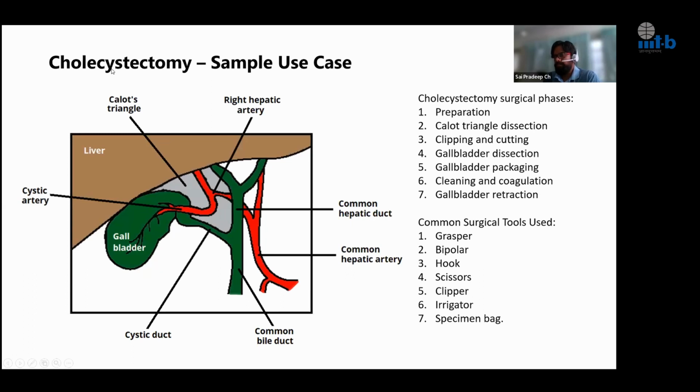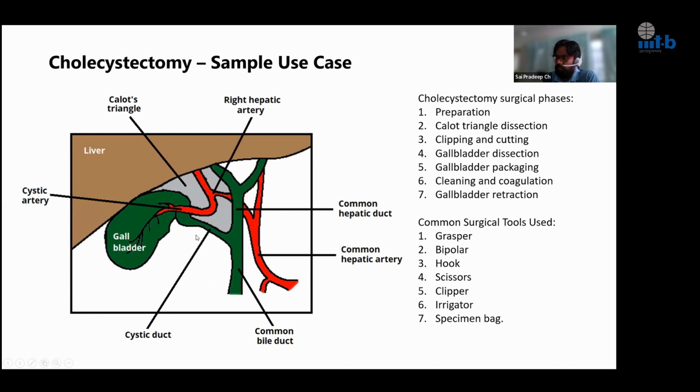So what is cholecystectomy? Cholecystectomy is the process of removing the gallbladder from the abdomen. A few medical conditions would force some patients to get their gallbladder removed. Right? Typically, the surgery involves removal of the gallbladder.